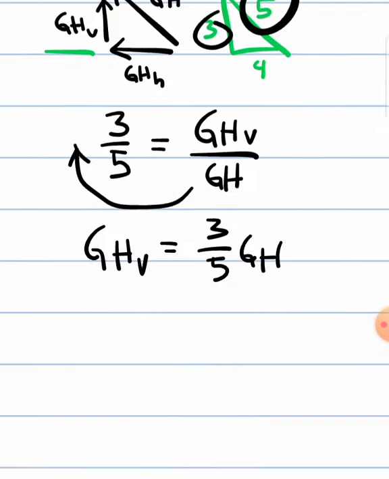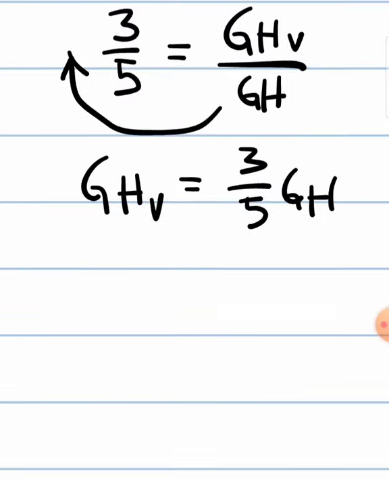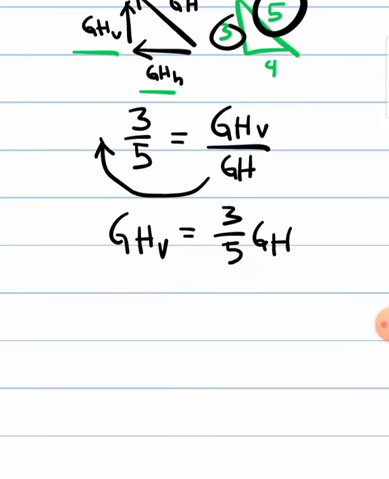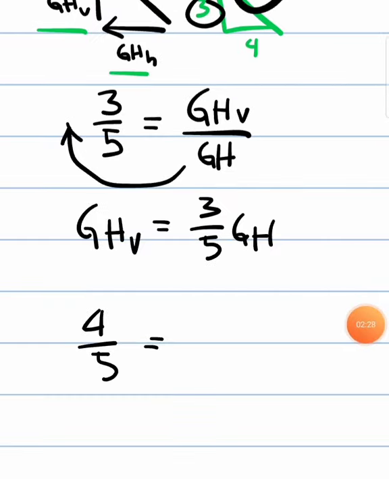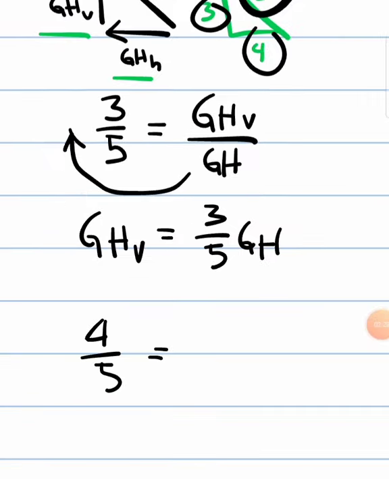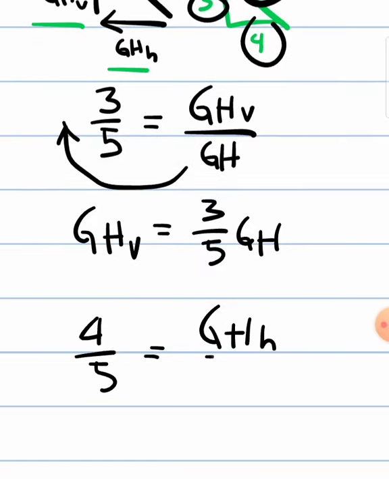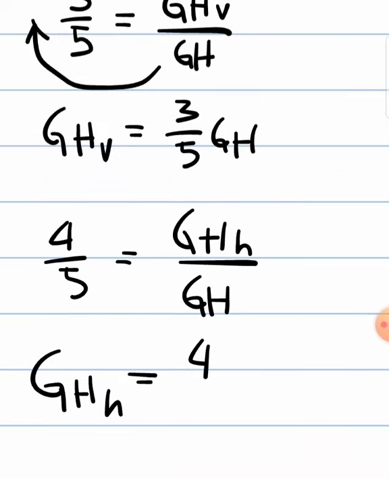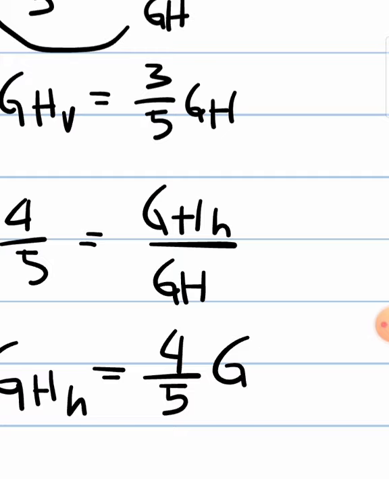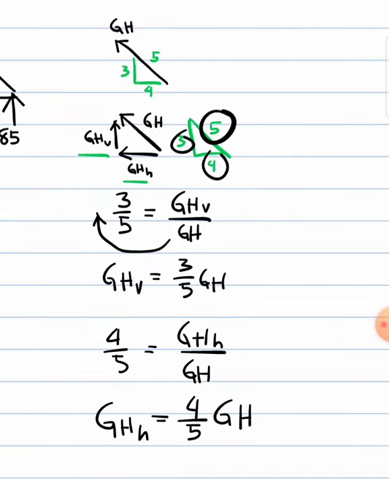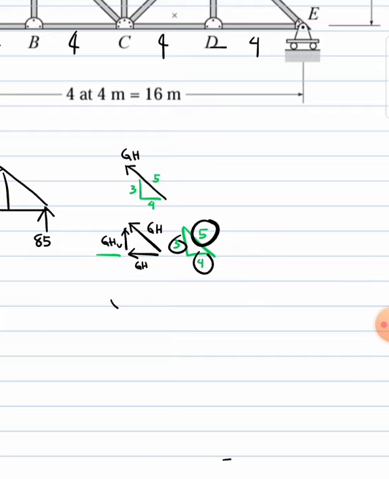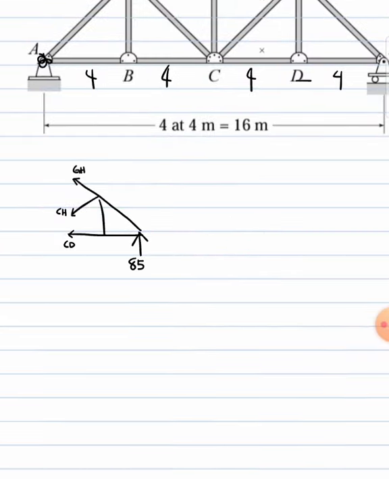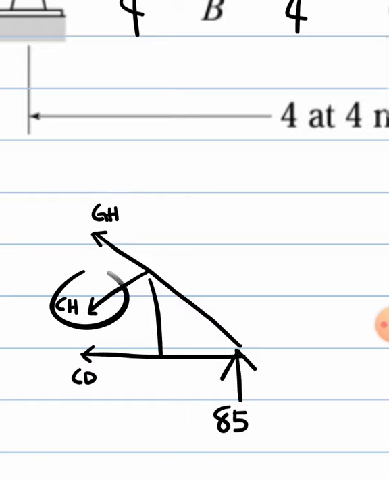And if we want GHH, the horizontal component of GH, we use this 4. So 4/5 is equal to GHH over GH. And so GHH, or the horizontal component of GH, is just 4/5 of GH. Just 4/5 of what is GH. So now, we're done with the diagonal forces, GH and CH.